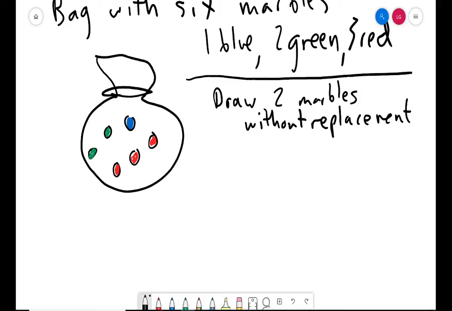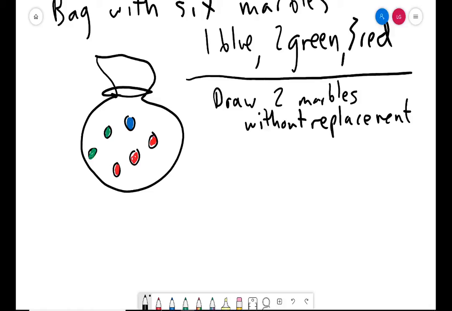Imagine for a second, close your eyes, you have this bag in front of you, you draw a marble out, and it has a probability of being one of these colors, say green, of 2/6, 1/3. If you put that marble back in and then you draw a second one, all your probabilities are the same. If you don't, they change pretty significantly, right?